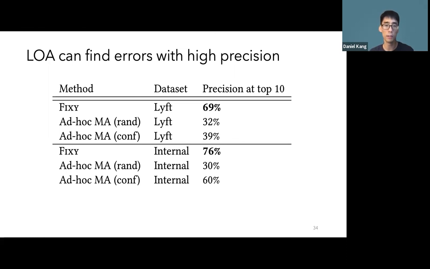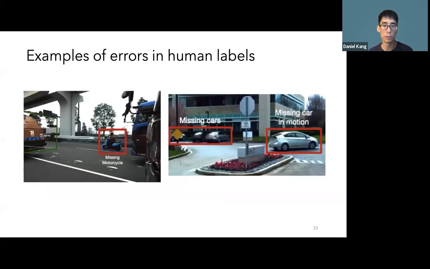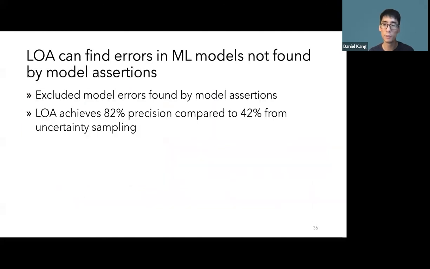One thing that is not easy to see from these metrics is that the LIFT dataset is substantially more noisy than our internal dataset and results in lower quality models. And so it's perhaps more impressive that Fixie can achieve such a high precision for the LIFT dataset, given the amount of noise present in this dataset. As concrete examples of errors in human labels, there are these missing motorcycles, missing cars, and even these missing cars in motion.